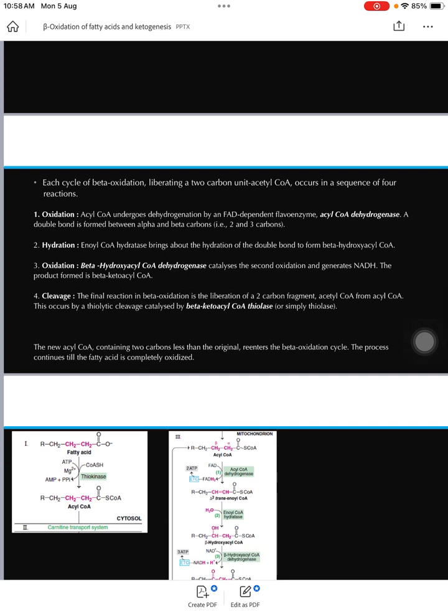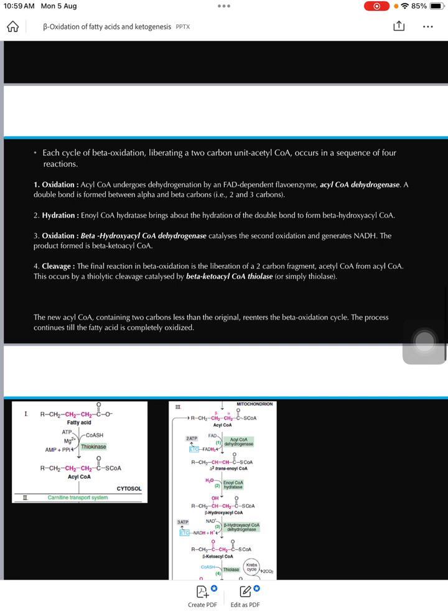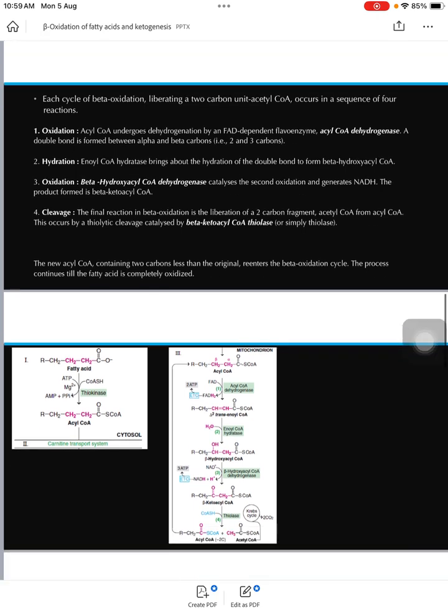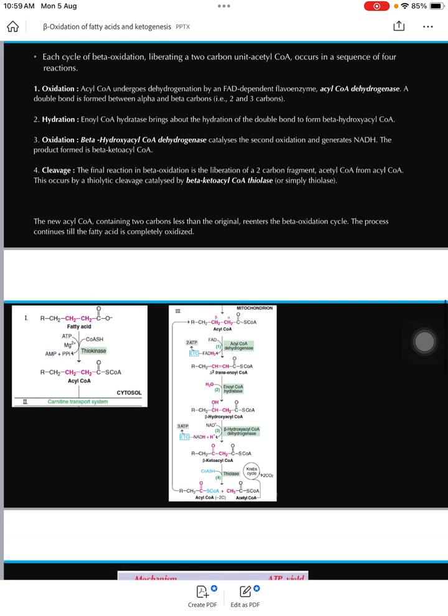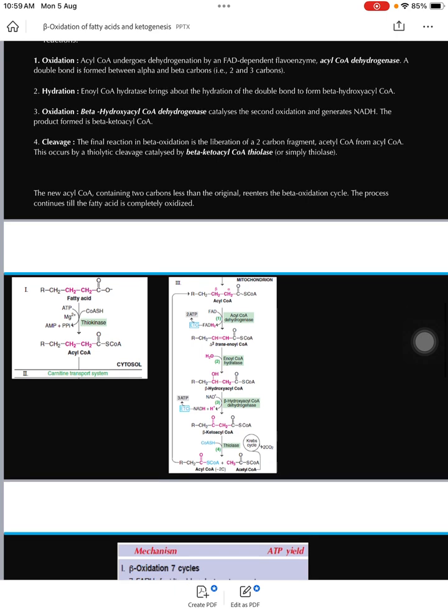Oxidation. Acyl-CoA undergoes dehydrogenation by an FAD-dependent flavoprotein or flavoenzyme, acyl-CoA dehydrogenase. A double bond is formed between alpha and beta carbons, that is the second and third carbon atom. Second, hydration. Enoyl-CoA hydratase, the enzyme, brings about hydration of the double bond to form beta-hydroxyacyl-CoA.